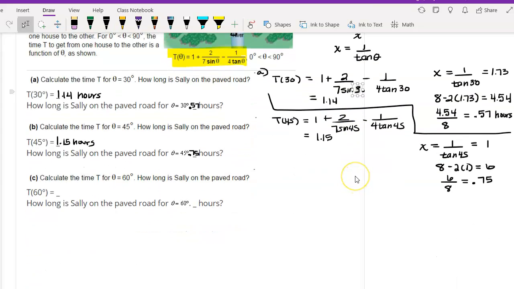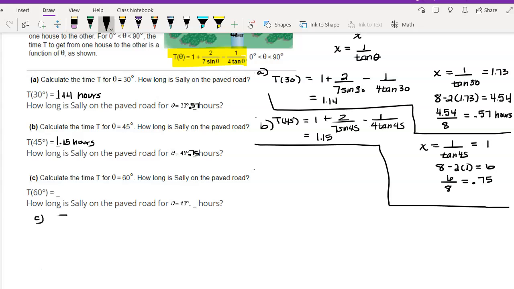Alright, so that was part B. Now part C, I'll just come over here. We'll do T of 60 equals 1 plus 2 over 7 sine 60 minus 1 over 4 tangent 60. And we get an answer of 1.19 hours. So it's the longest.